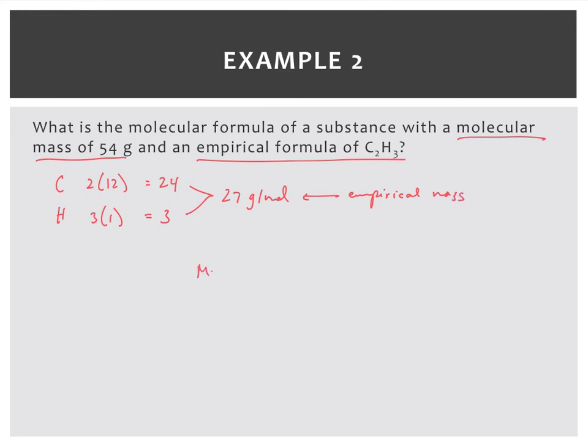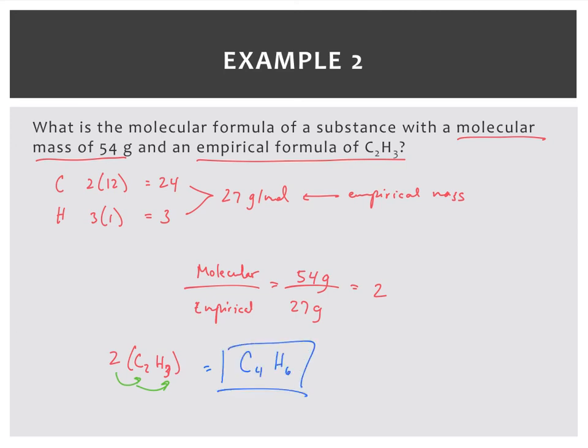Okay, so now let's put molecular over empirical. Sorry if my handwriting's getting messy. I'm just sort of rushing this. We have 54 grams as a molecular. Here we have 27 grams for empirical. 54 divided by 27 should get us 2. That means our molecular formula here is 2 times greater. Distribute that 2, and we should get C4H6. There we go.